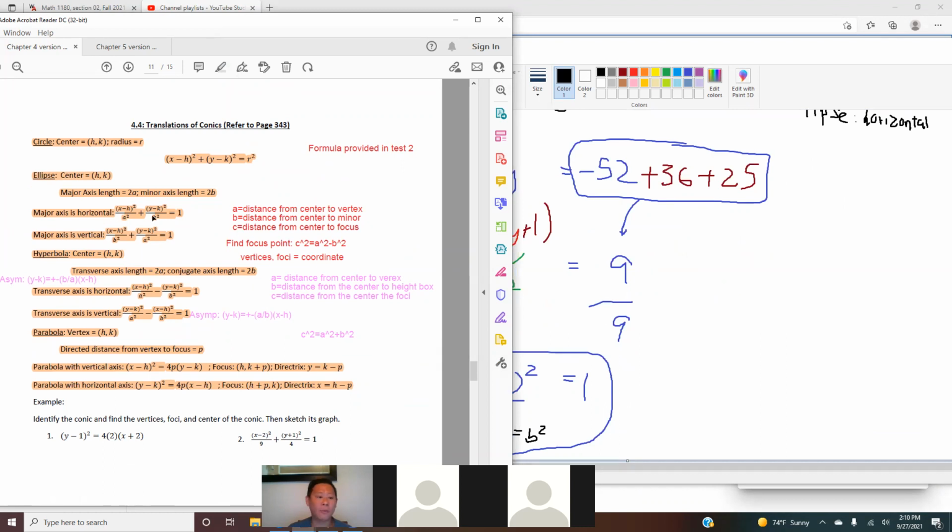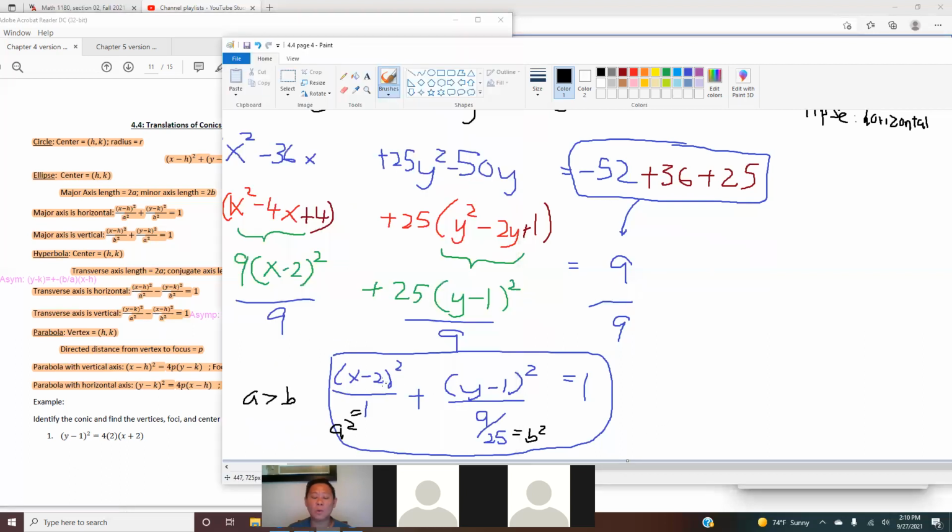So that is the formula for him. So that's an ellipse with the horizontal one. Can someone tell me by looking at this, what is your center? 2 and 1. So 2 and 1, very good, HK. So 2, 1. What is your A? What is your B? And what is your C?